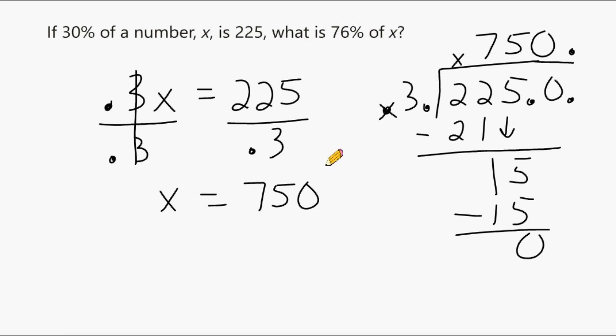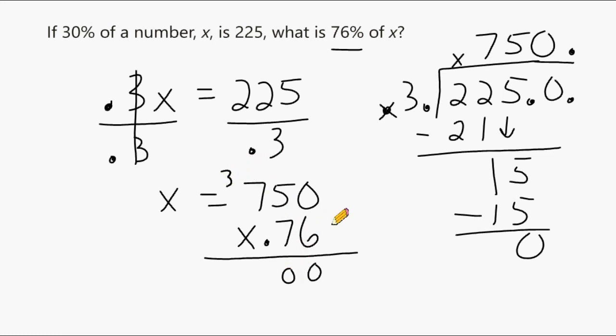All right, now that we know the value of x, let's go ahead and figure out what 76% of 750 is. Now, whenever finding the percentage of a number, you can take that number and multiply it by the percentage expressed as a decimal. So we're going to go ahead and multiply 750 by 76 hundredths. So 6 times 0 is 0. 6 times 5 is 30. 6 times 7 is 42, plus 3 is 45. And then we're going to put a 0 here for a placeholder.